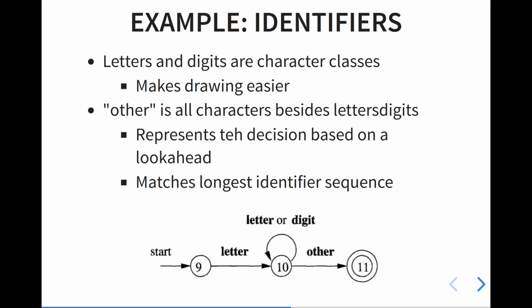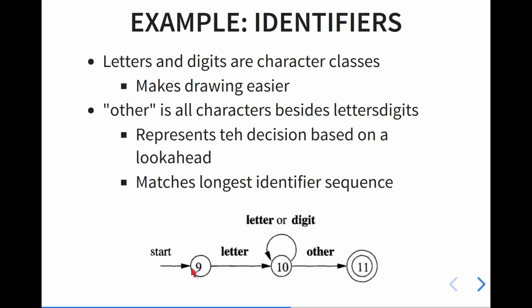So "other" here is just all the other characters in your language that are not letters or digits. So if this is the ASCII symbols, it's all of the characters minus letters and digits. And this is what the state transition diagram for this finite state machine might look like.